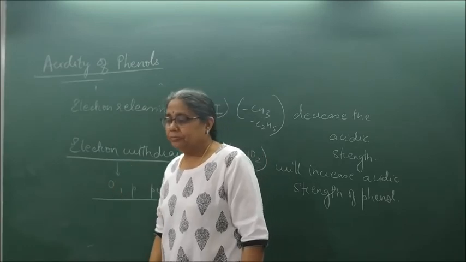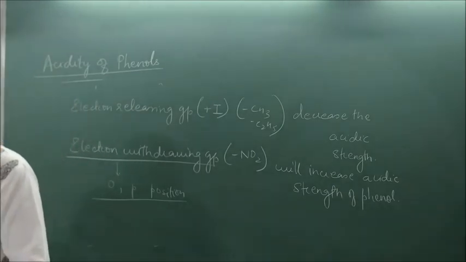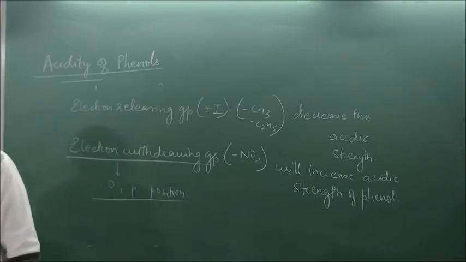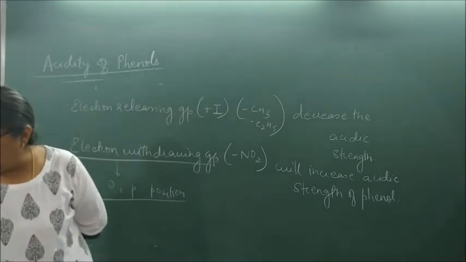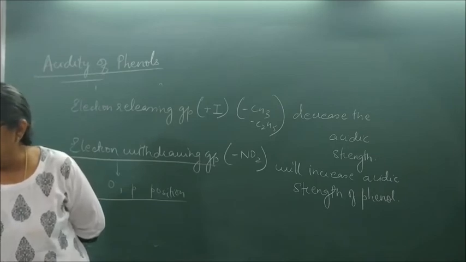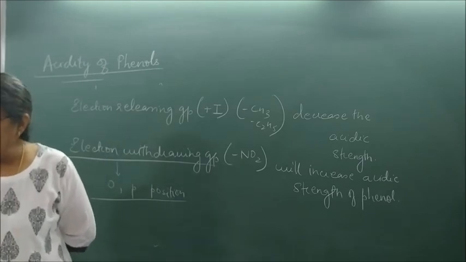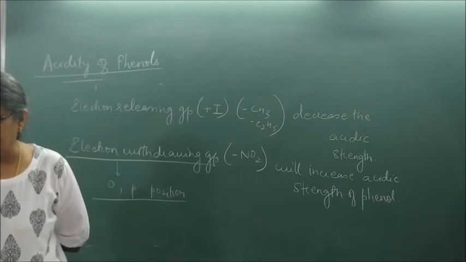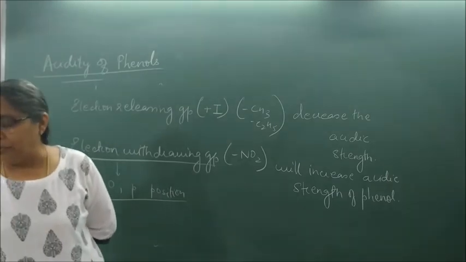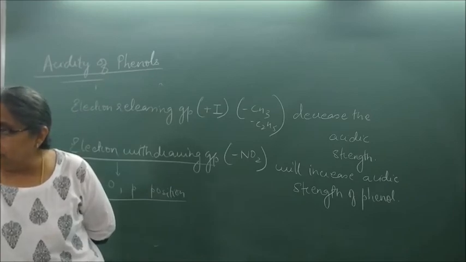Please write. The electron withdrawing group should be placed at ortho and para positions as the electron density increases at ortho and para positions. Ortho and para positions. Is it clear?